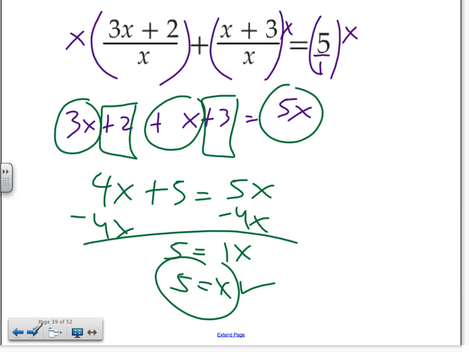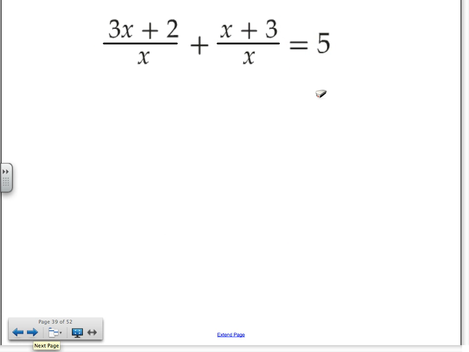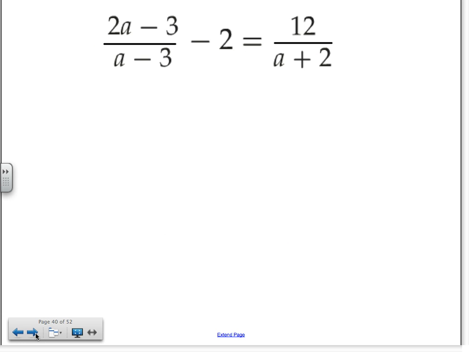Okay. Now, this is a case where we have not just a monomial on the bottom. We're talking about multiple terms, a binomial. And I want you to find the LCD. We just reviewed how to find the LCD, right? So look at this problem right here, and can anyone tell me what is the LCD for this equation?